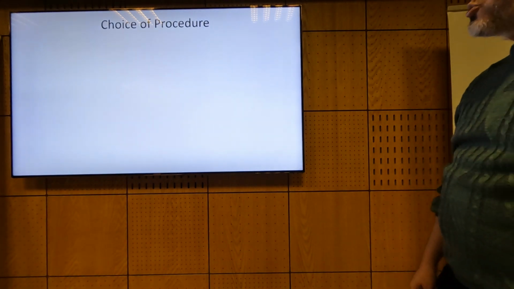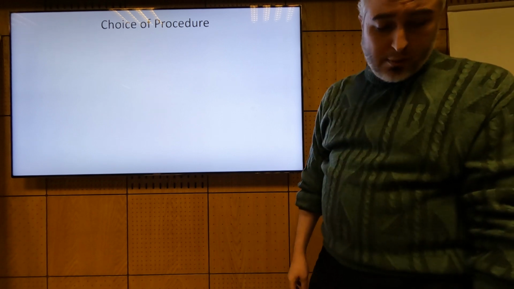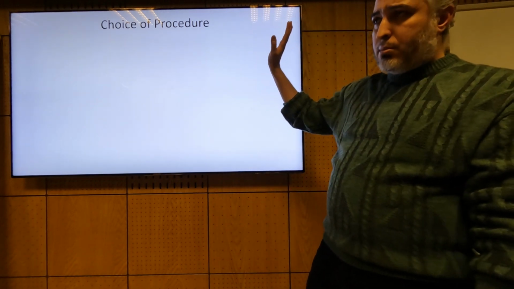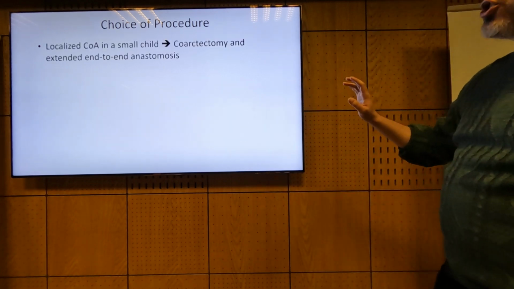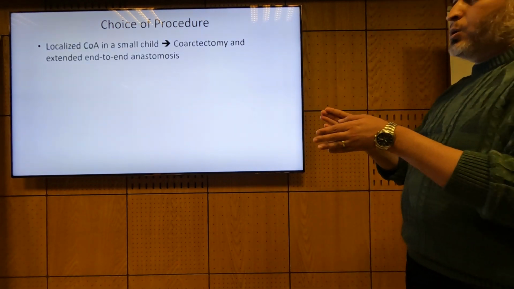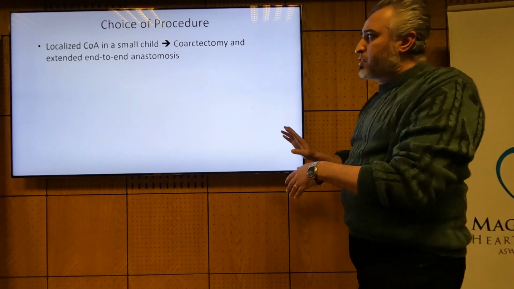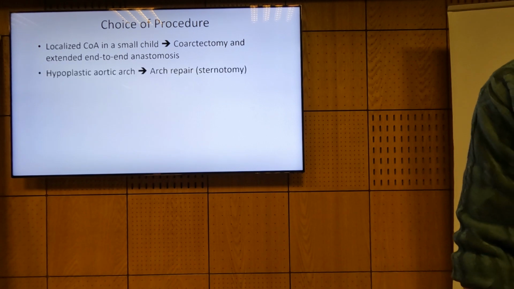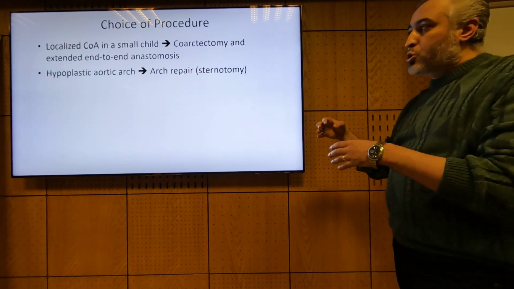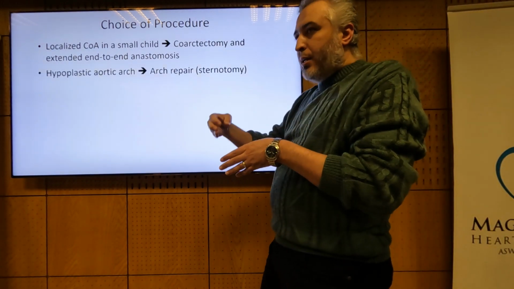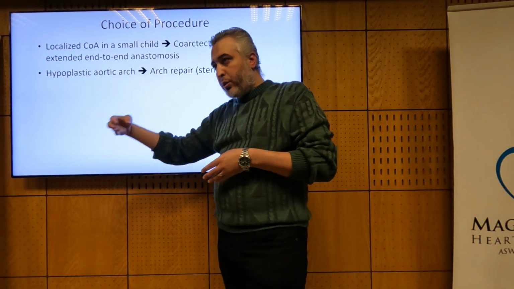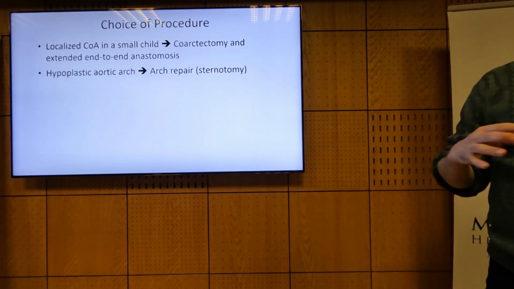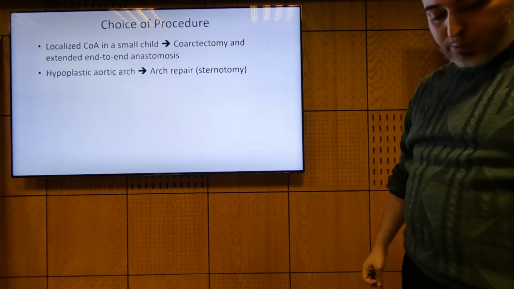So which procedure to choose for which patients? This is just a suggestion. Usually a small baby with a localized coarctation is best served with a coarctectomy and extended end-to-end anastomosis. If the patient has a hypoplastic aortic arch, so the area of hypoplasia extends proximal to the carotid, he's better served with full arch repair from sternotomy and on cardiopulmonary bypass.